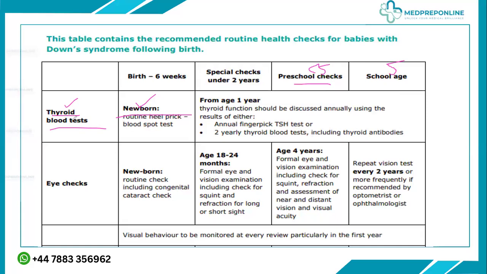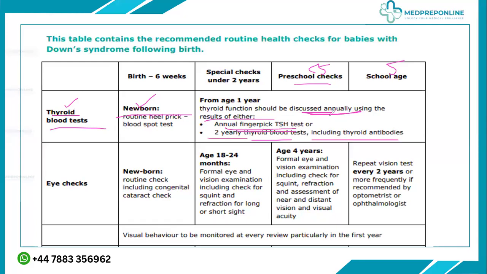Now, thyroid we are going to check from age 1 year. Thyroid function should be discussed annually, using the results of either an annual finger prick TSH test or a thyroid blood test including thyroid antibodies, which would be 2-yearly. So if we are doing a finger prick TSH test, we have to do annual results.